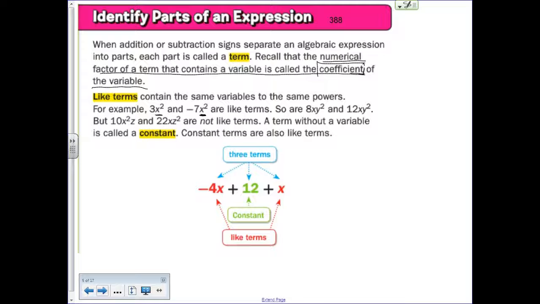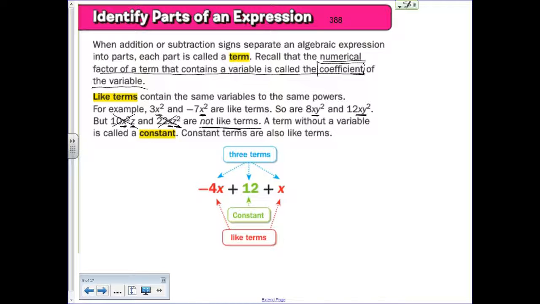So are 8xy squared and 12xy squared, because the xy to the second power is the same in both of those terms. But take a look at 10x squared z and 22xz squared. They are not like terms. Even though they at first look like they have the same variables, x squared is not x. And z to the first power is not the same as z to the second power. These are not like terms because the powers are on the different variables. So they are not like terms.